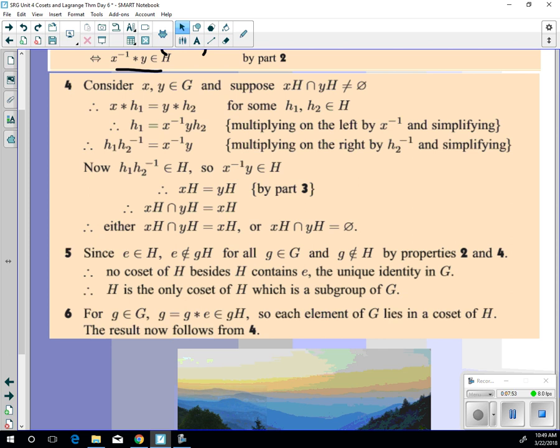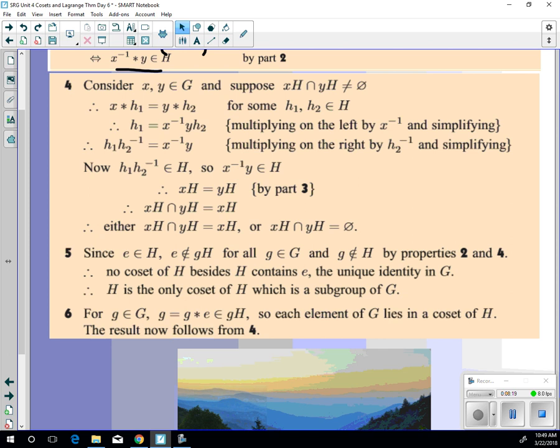And now we know that x inverse star y is an element of H, because of what we've been doing in the past proofs. And h1 and h2 are both elements of H and also have inverses, so therefore they're part of H. And we just proved from theorem 3 that xH is equal to yH, so yay.